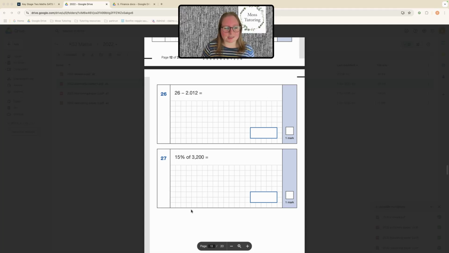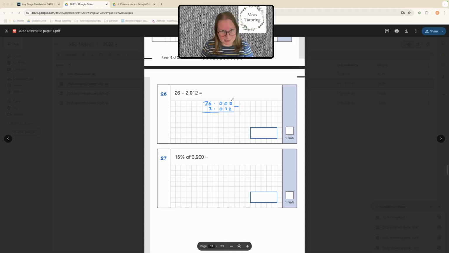Okay, so how did you get on? I would literally just set this up as column subtraction like I did for the last few questions, using the boxes to help me line up the digits. So then I've got 2.012. Okay, let's subtract these.